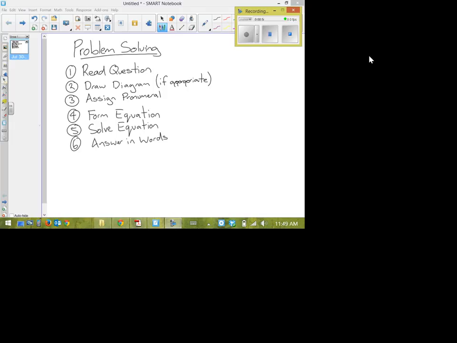Step 2 is to draw a diagram if appropriate. If it's appropriate to draw a diagram, then you must draw one. It's not an option, you must draw one. If it's not appropriate, then you don't draw one.